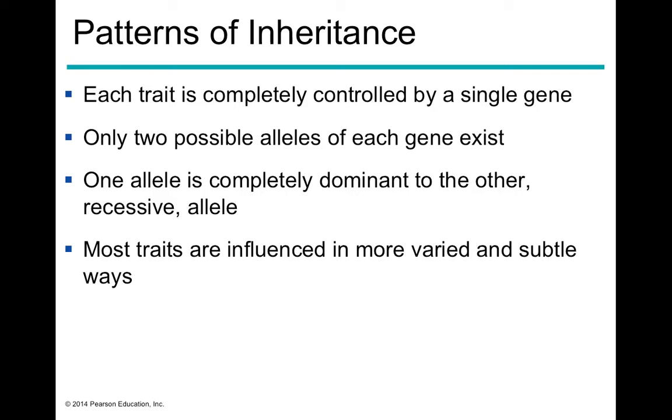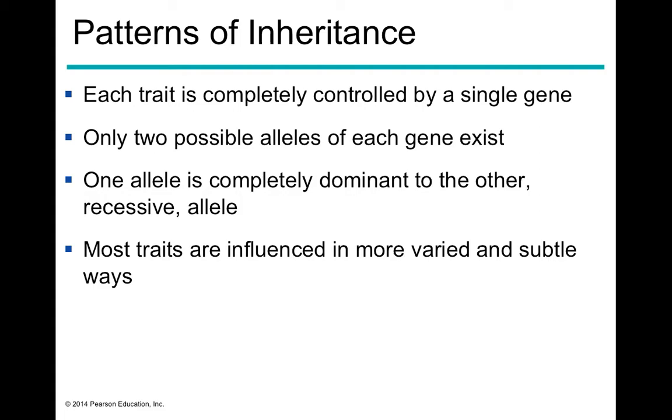All right, so the way that Mendelian inheritance works is based on a couple of different parameters that we believe to be true. 1, each trait is completely controlled by a single gene. 2, there's only 2 possible alleles of each gene. 3, one allele is completely dominant and the other is completely recessive. And this is just not the case for everything, right? Most traits are actually influenced in much more varied and much more subtle ways.